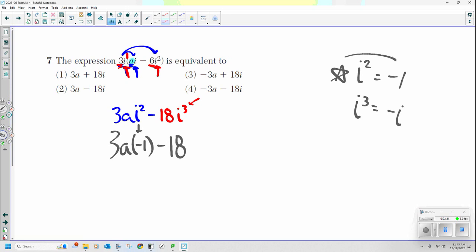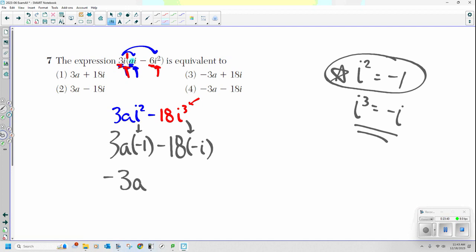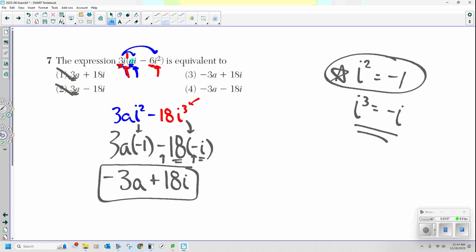All right. This one right here, this comes up so much more. It's rare this one comes up. It occasionally does. But I cubed is the same thing as saying -I. So let's just clean this up. Okay. -1 times 3a is just -3a. A negative times a negative gives me a positive. 18 times I, 18i. There you go. Okay, first of all, the 3a should be negative, and it should be plus 18i. Choice 3. Choice 3.